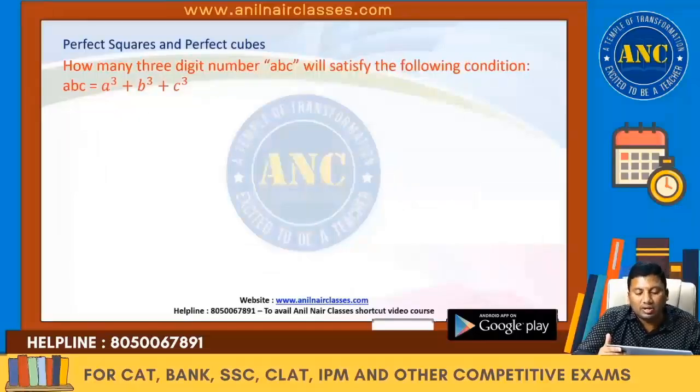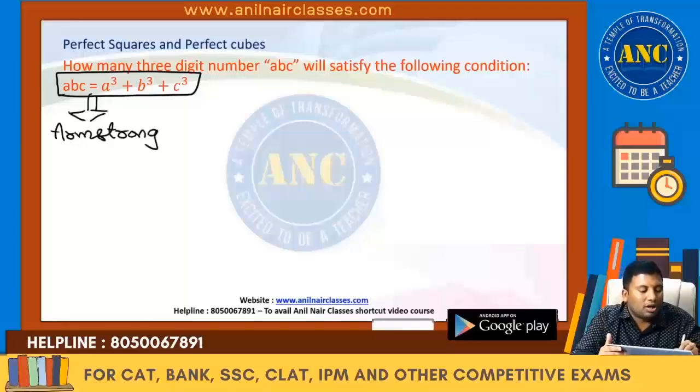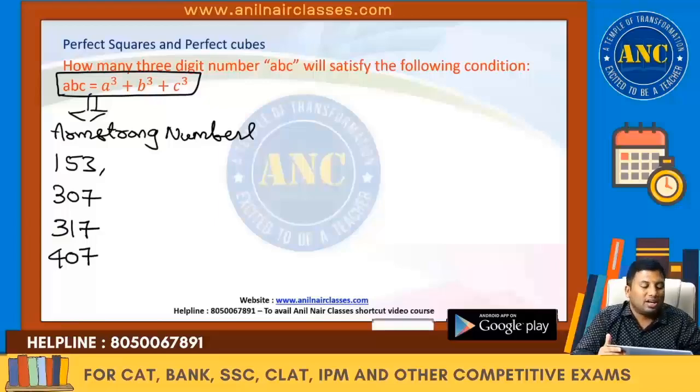How many 3-digit numbers ABC will satisfy the condition ABC equals A cube plus B cube plus C cube? This is nothing but an Armstrong number, one of the very few numbers you started with in your initial numbers. 153 is one such Armstrong number, 370 is one such Armstrong number, 371 is another Armstrong number, 407 is another Armstrong number.